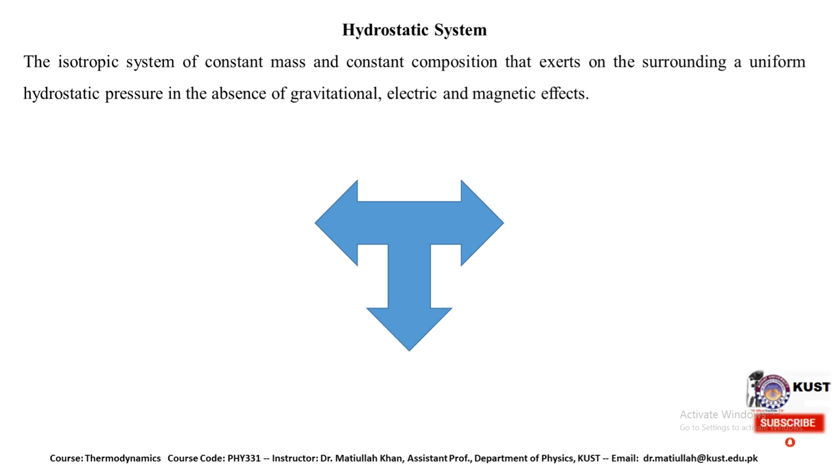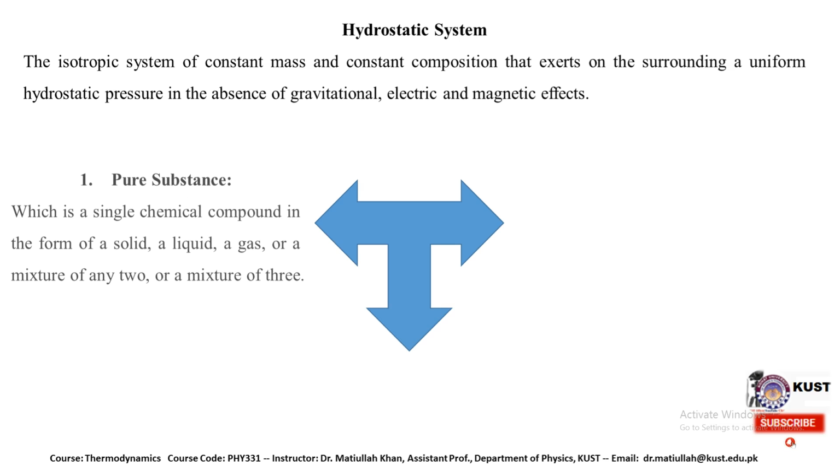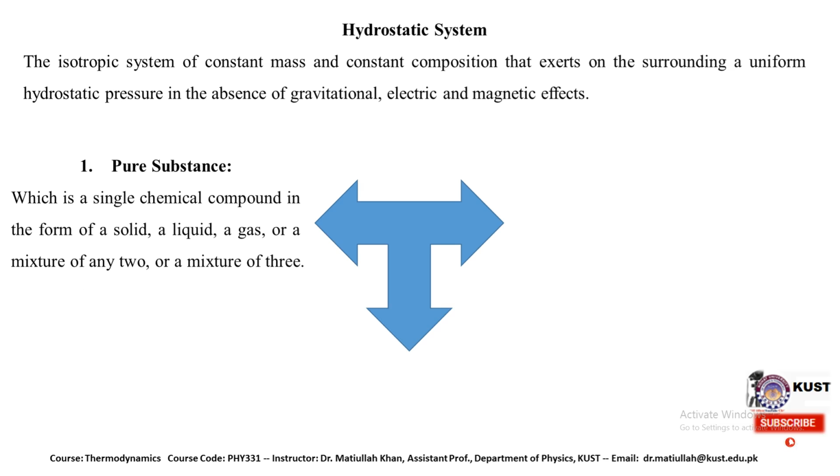It is actually an isotropic system having constant volume and constant composition, that is exerting a uniform hydrostatic pressure in the absence of gravitational, electric and magnetic effects. So this is called a particular hydrostatic system. Based on the composition of the substance, it is divided into three categories or three types. The first one is the pure substance.